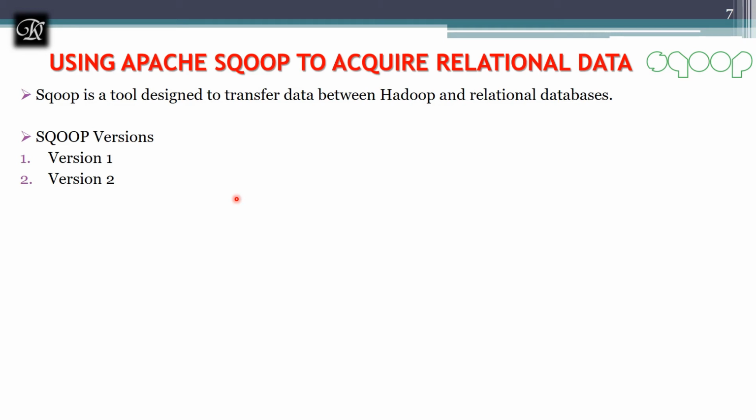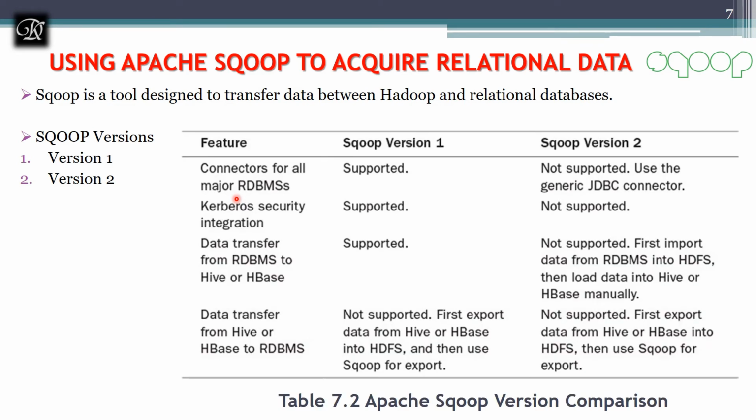and it has two versions. The versions have some features. The first version supports connection with the RDBMS, and it supports security, where Kerberos security is integrated with it, and data transfer between RDBMS to Hive or to HBase is supported by version 1, and data transfer from Hive or HBase to RDBMS is not supported directly in Sqoop version 1.